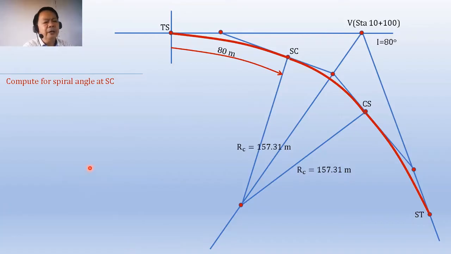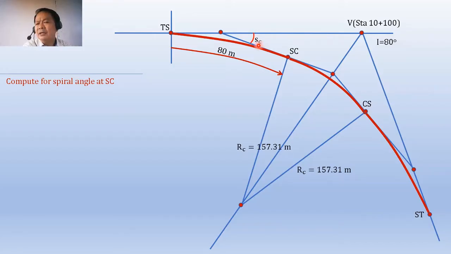So from there, we can already solve for the spiral angle at SC. So kinakailangan ma-define natin ano ba itong spiral angle at SC. Now, let us try to imagine that we are at SC, and we look at the tangent line at SC. We are actually defining this line, which is the tangent to the simple curvature. The angle that this tangent is making with respect to the tangent to the spiral is actually our S sub C, or the spiral angle at SC.